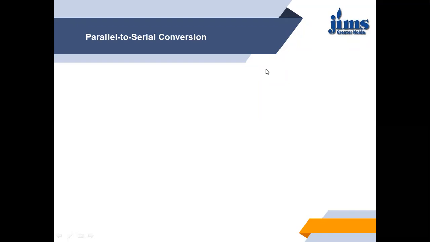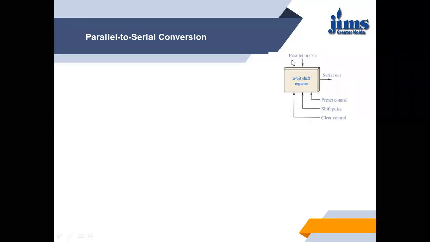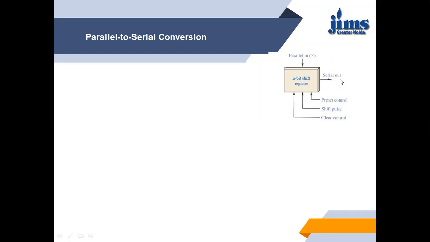Now in today's lecture, we are going to discuss parallel to serial conversion, or we can say we are using a parallel in and serial out shift register, that is PISO. So the block diagram of the parallel in serial out register has input Y, which goes in parallel into the register, and data is fetched serially. So we can also say that it is a parallel to serial conversion.